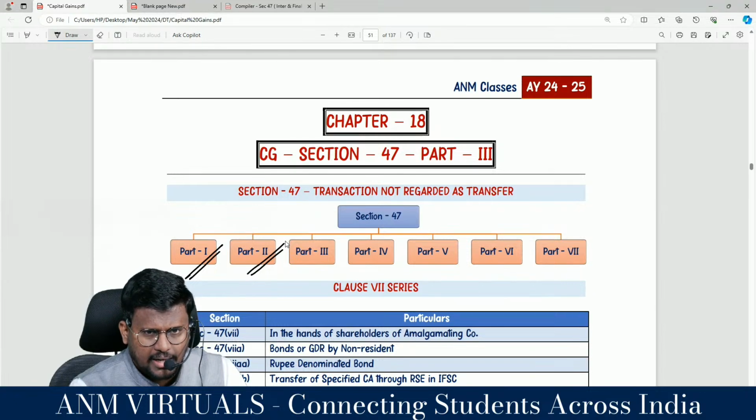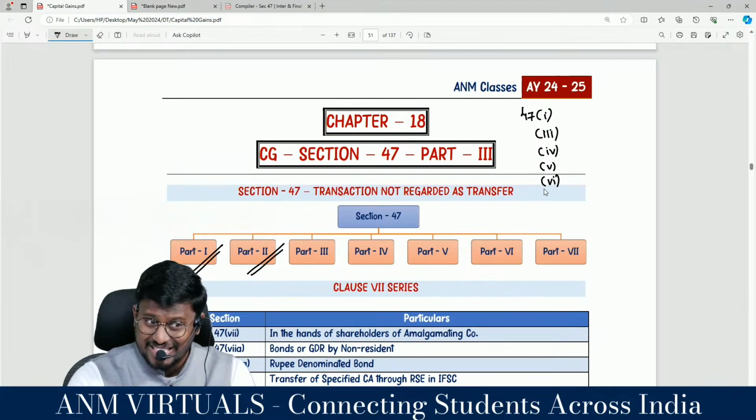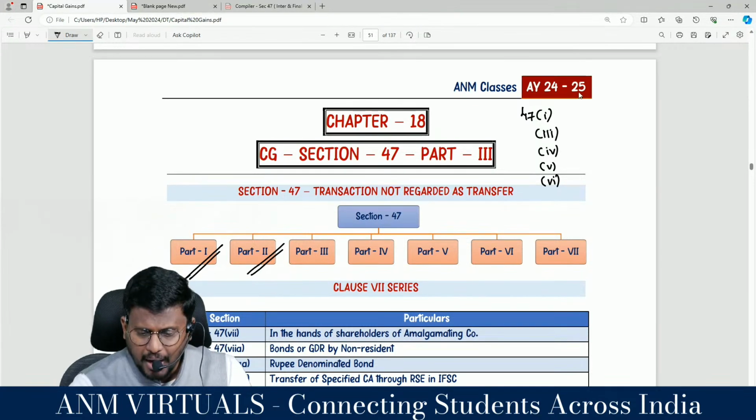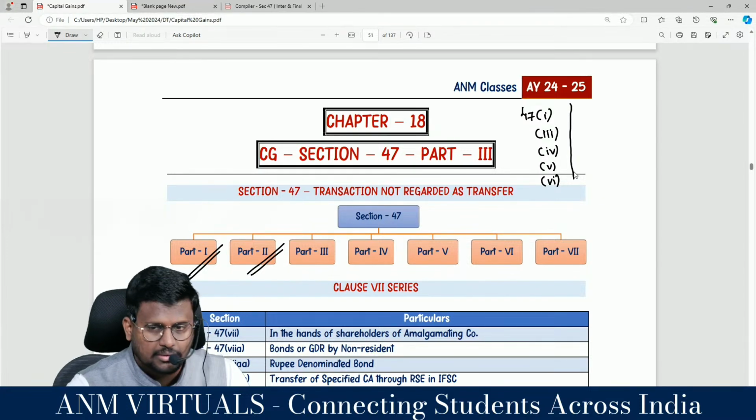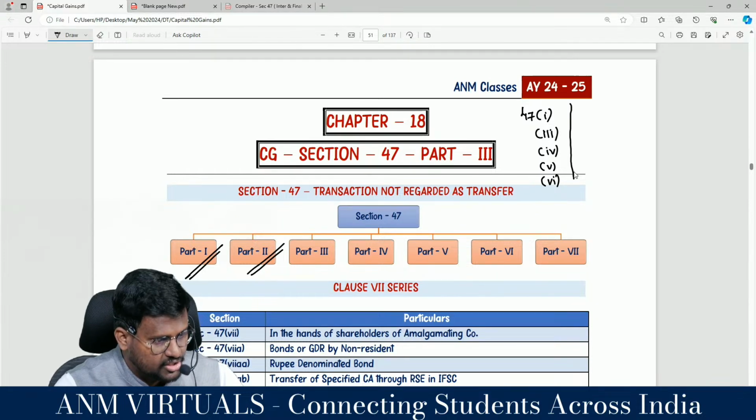Transaction not regarded as transfer. In that part 1 we have taken the important clauses like 47 clause 1, 47 clause 3, 47 clause 4, 47 clause 5 and 47 clause 6. Then part 2 is an extension of 47 clause 6, which covers amalgamation, demerger, and business reorganization.